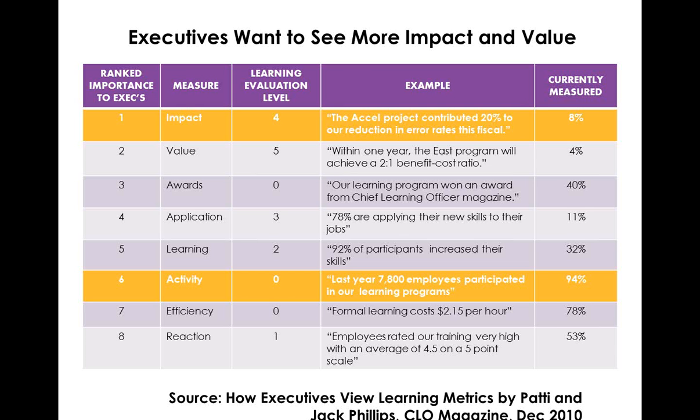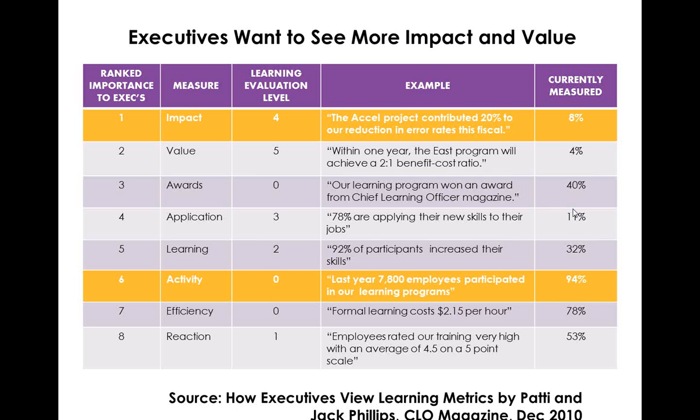In the left-hand column, it's how they're ranked in importance to executives, top to bottom. This is a forced rank. And in the far right-hand column, it illustrates how many organizations are currently measuring these things. The most critical thing to senior executives is that the training program has actual impact, but only 8% of organizations are actually measuring that. And that middle column is the Kirkpatrick Phillips methodology.